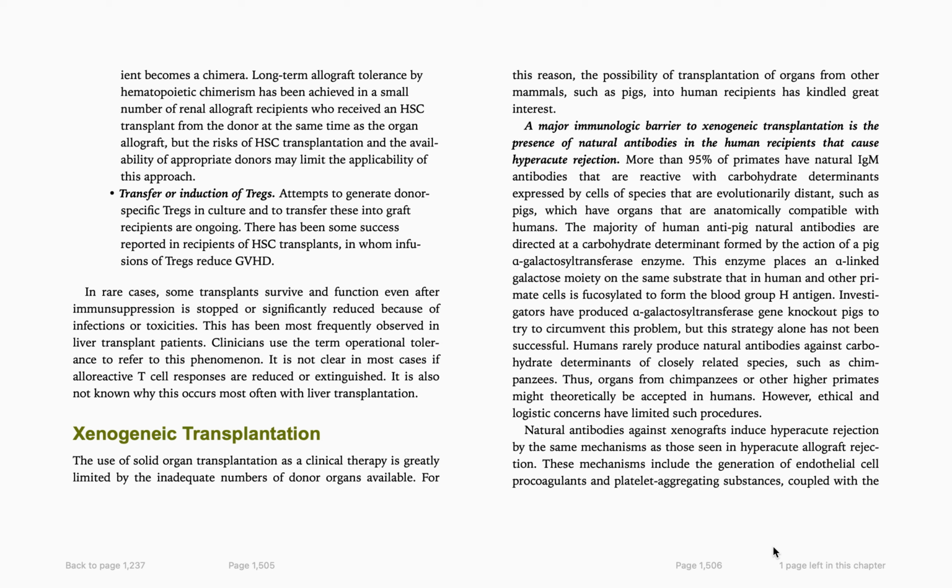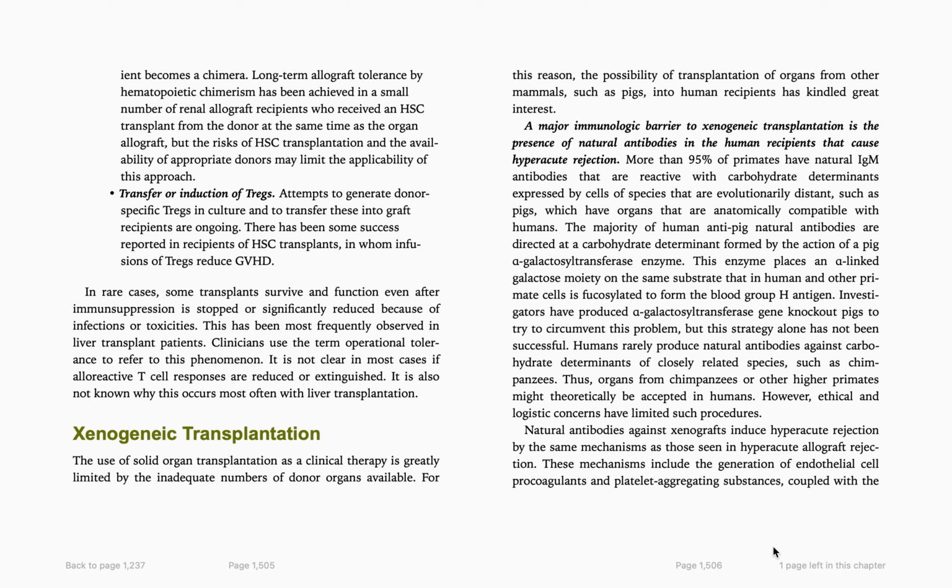Investigators have produced alpha-galactose transferase gene knockout pigs to try to circumvent this problem, but this strategy alone has not been successful. Humans rarely produce natural antibodies against carbohydrate determinants of closely related species such as chimpanzees. Thus, organs from chimpanzees or other higher primates might theoretically be accepted in humans. However, ethical and logistic concerns have limited such a procedure.